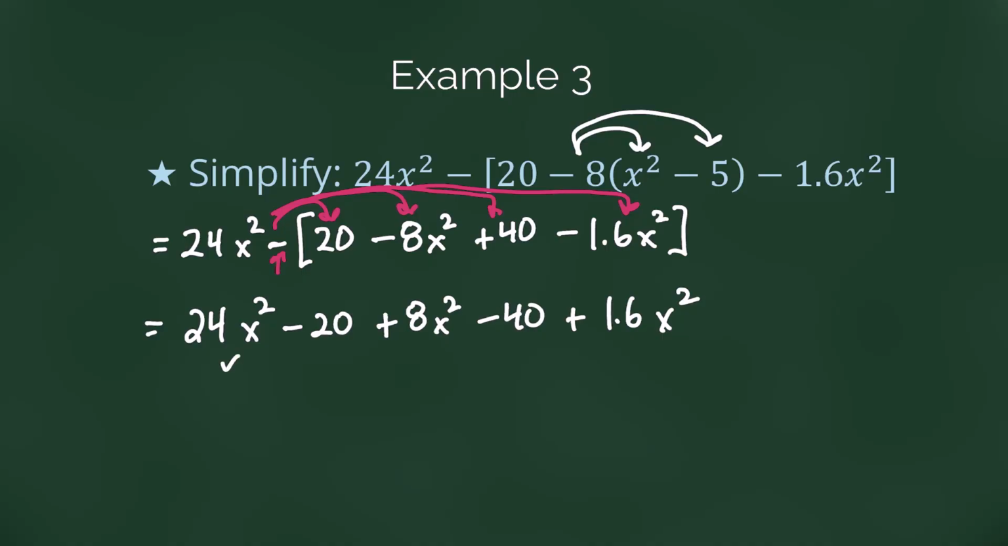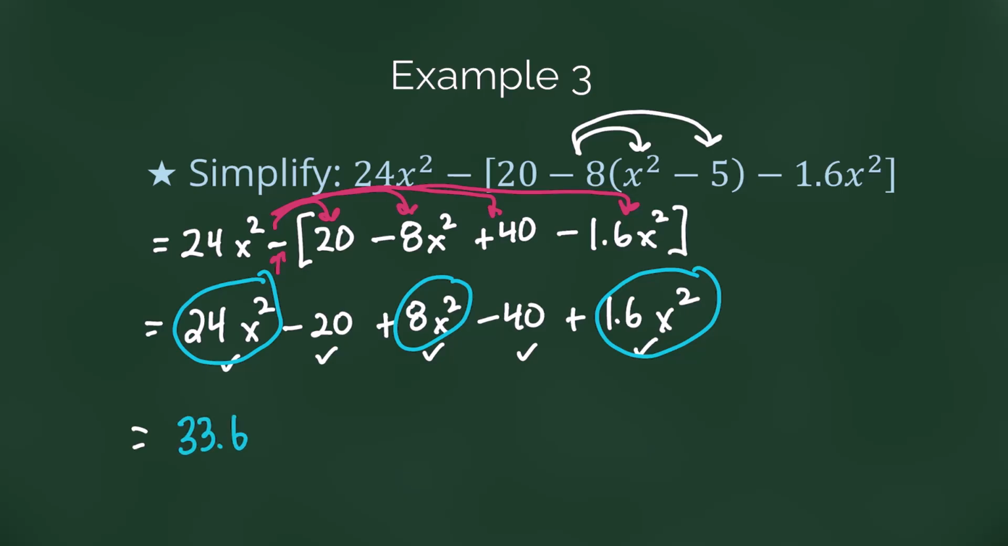So now we can see that we have something that has 1, 2, 3, 4, 5 terms. We're going to look for the like terms. So we have a 24x squared, an 8x squared, and a 1.6x squared. Those are all like terms. So when we add those together, 24 plus 8 is 32, plus 1.6 is 33.6x squared. And then our other like terms, we have a negative 20 and a negative 40. So when we combine those, we get a negative 60. And so this is our final expression, 33.6x squared minus 60.